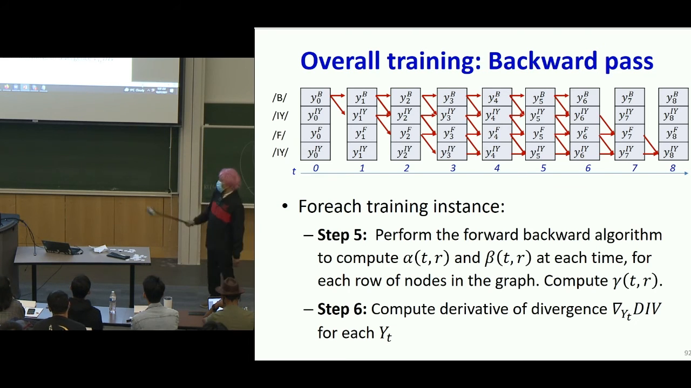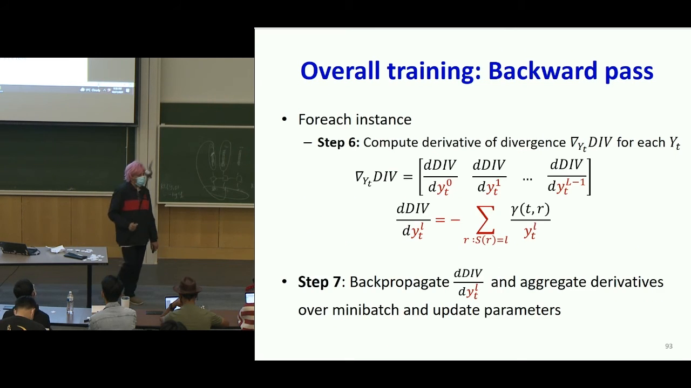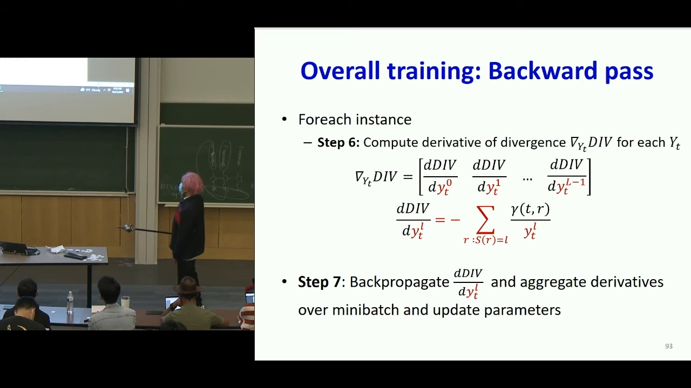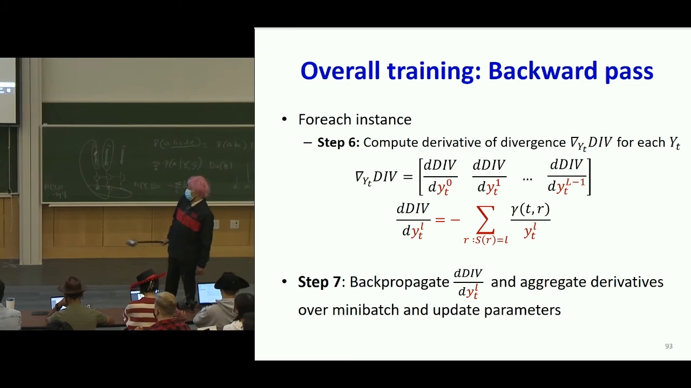And we can now use the gamma terms to compute the derivative of the divergence with respect to the output of the network at every time. That's going to give you the gradient of the divergence with respect to the output of the network at each time. And those can be back propagated through the network.